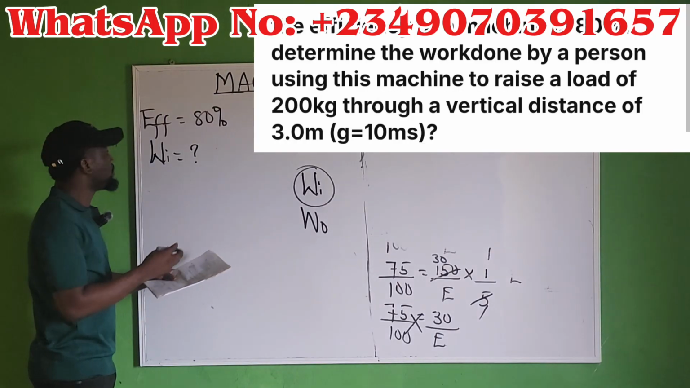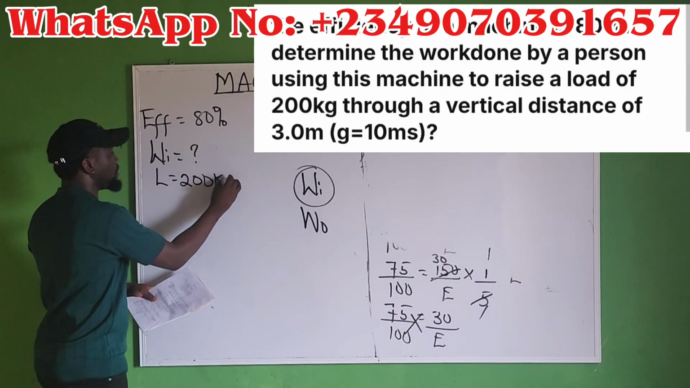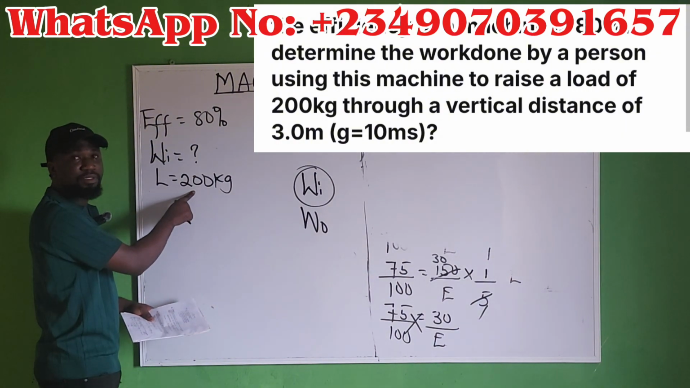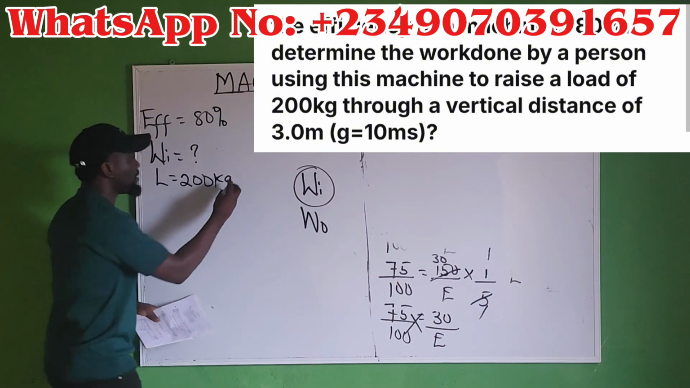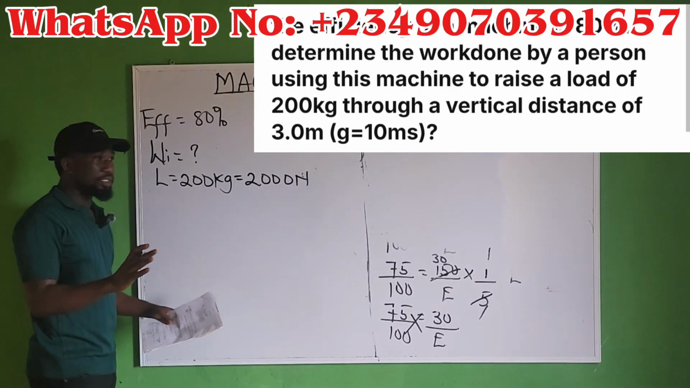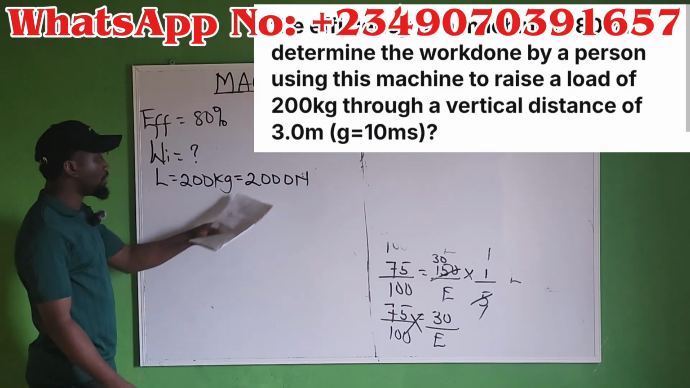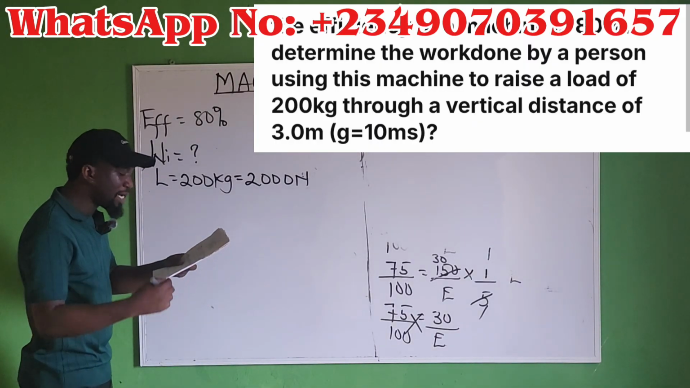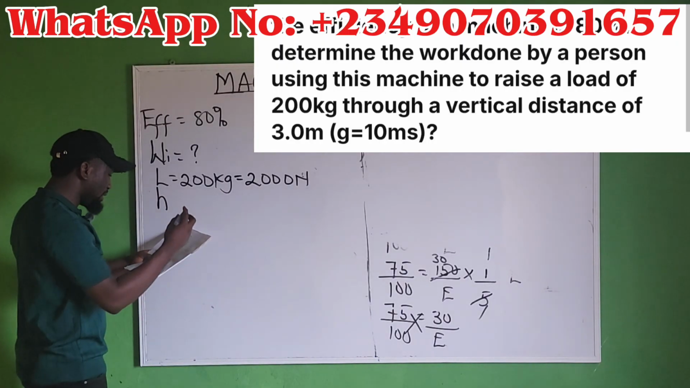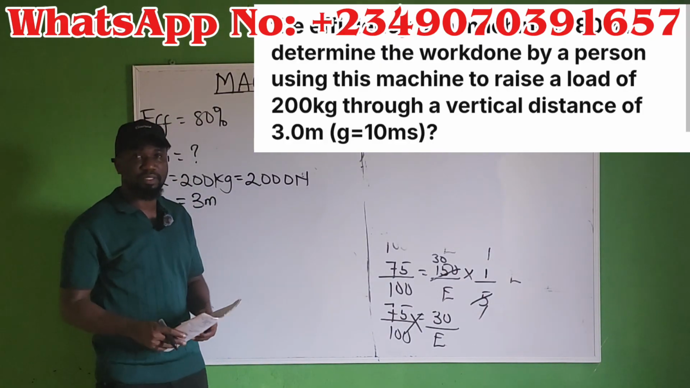To raise a load, you are given the load in kilogram. So that's 200 kilograms. If I were you now, load is meant to be in Newton, right? So change this one to Newton. That will give us 200 times 10, and that is 2,000 Newton. Do you get it? The load was actually given in mass, in form of kg, so change it to force, which is multiplied by 10. Through a vertical distance, that is h. Vertical distance is height, and we have it to be 3 meters. And we have to take g to be 10 meters per second squared.